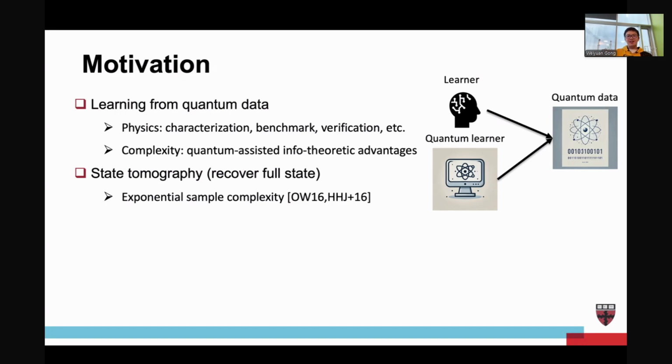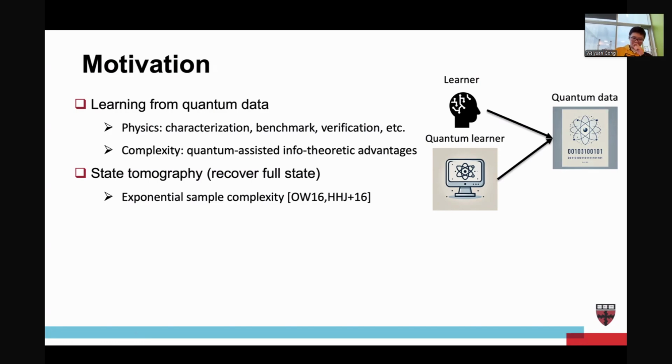And from a complexity theory perspective, the motivation is that we can compare a classical learner, which can only perform a fixed measurement, collect classical data, and do classical data processing, with a quantum learner who can perform some quantum operations and quantum data processing before measurement, and can choose how to measure: whether to perform joint measurement or single-copy measurement, whether to measure with quantum memory. If you compare a standard classical learner with a quantum learner, we find some quantum-assisted information-theoretic advantages. This motivates us from a complexity perspective to learn from quantum data.